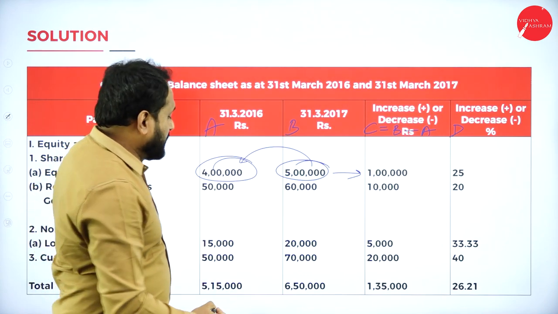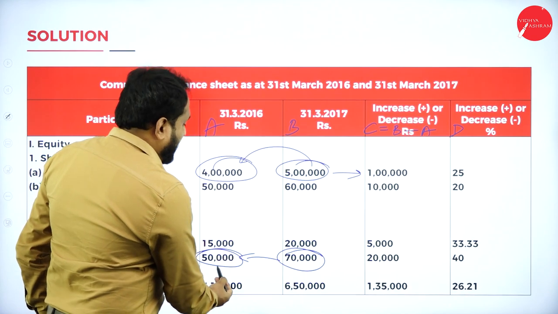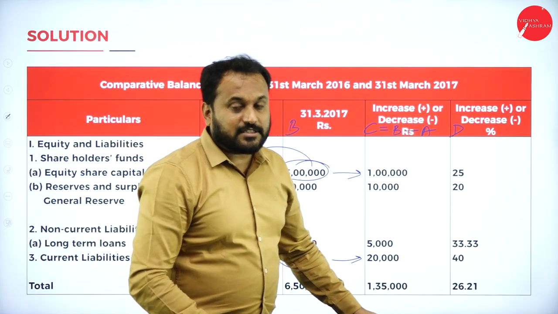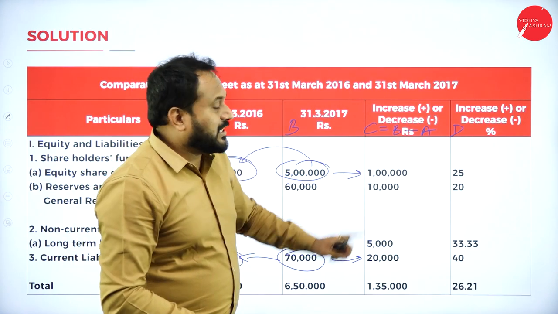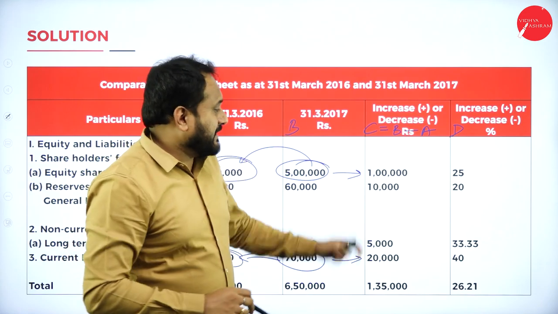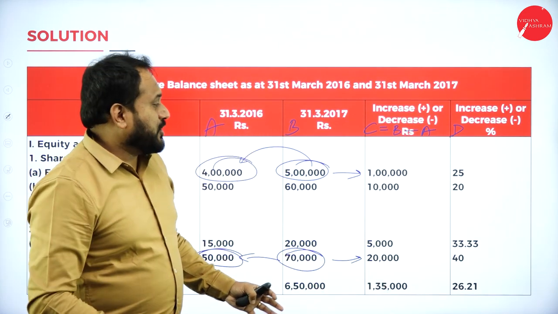Every time what is that you should do? B minus A. 70 minus 50 is how much? 20. So you got to know what is the increase, what is the decrease. Whenever there is an increase, it is a positive. Whenever there is a decrease, it is a negative. You are supposed to put it in the bracket. In this, you don't have any negative here. Start solving by yourself.